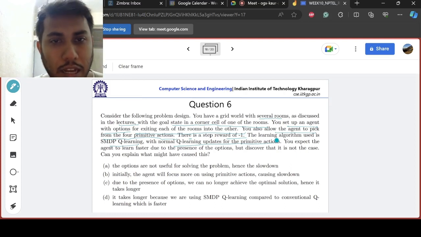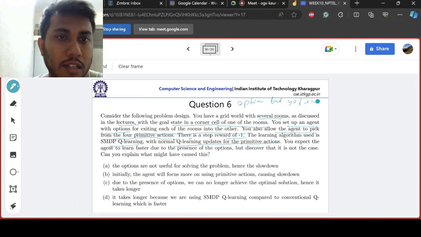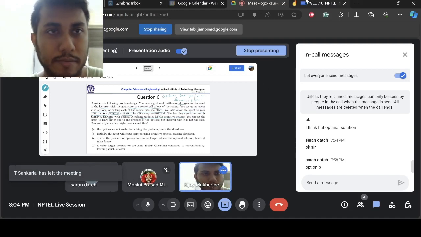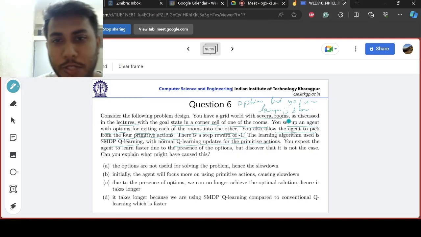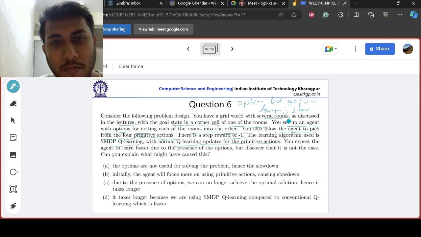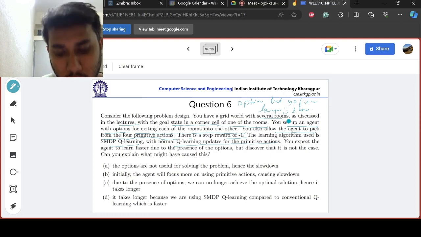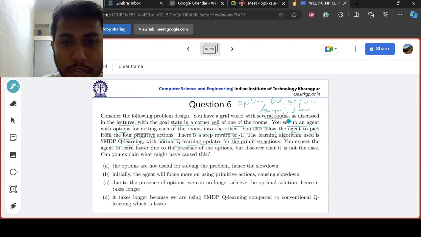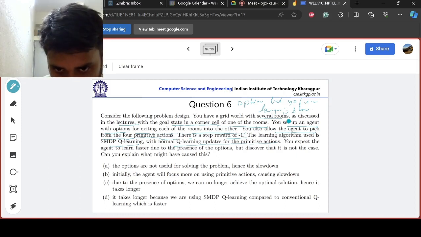So you are using options but you find learning is slow. They are asking you why. One answer: the options are not useful for solving the problem, hence the slowdown. Initially, the agent will focus more on primitive actions, causing slowdown. Due to the presence of options, we can no longer achieve optimal solutions, hence it is taking longer. No, that is absolutely wrong. It takes longer because you are using SMDP Q-learning compared to normal Q-learning. That is also not the case.